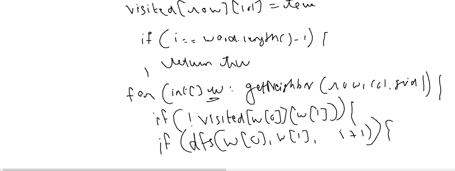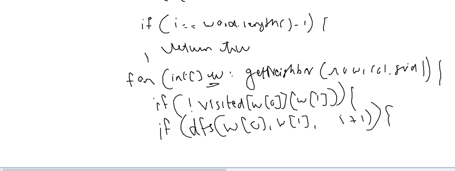So this neighbor has already found the word somewhere. I mean, from this neighbor they already found the word. So this DFS is returning true. So we also gonna return true because the word is found, right? We also gonna return true.